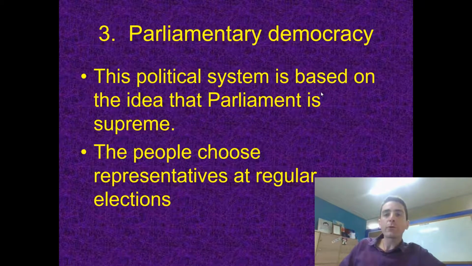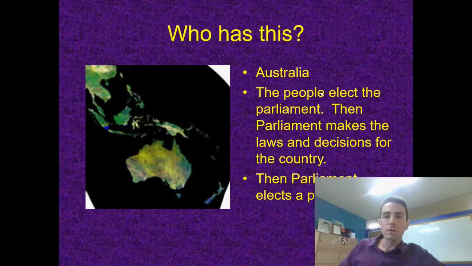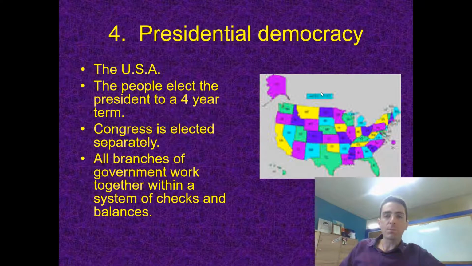Okay, next, parliamentary democracy. This political system is based on the idea that Parliament is supreme. The people choose representatives at regular elections. Okay, like Australia there. The people elect the Parliament, then Parliament makes laws and decisions for the country, then Parliament elects a president.